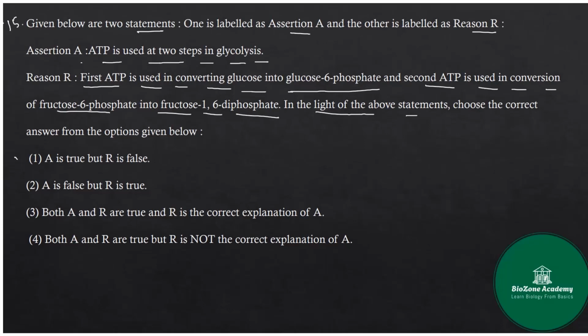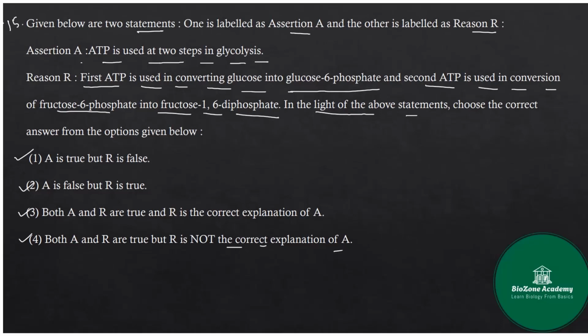Options are: assertion is true but reason is false. Option 2, assertion is false but reason is true. Option 3, both assertion and reason are true and reason is the correct explanation of assertion. And the fourth one is both assertion and reason are true but reason is not the correct explanation of assertion.